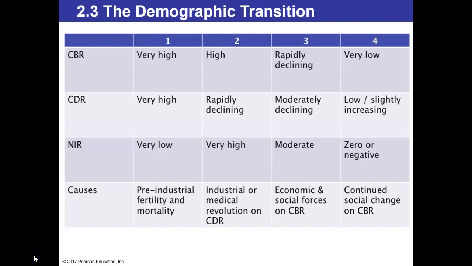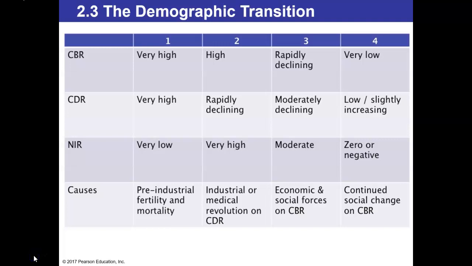Now looking at stage 3, we see that the crude birth rate is rapidly declining, the crude death rate is moderately declining, and the natural increase rate is growing, but it's moderate. The causes are economic and social forces on the crude birth rate. Basically, you see people moving out of rural areas into urban cities, and the increased wealth and job opportunities make it less of a desire to have more children.